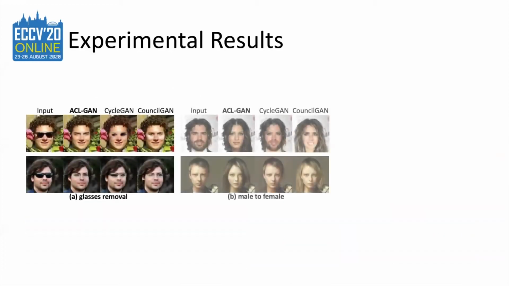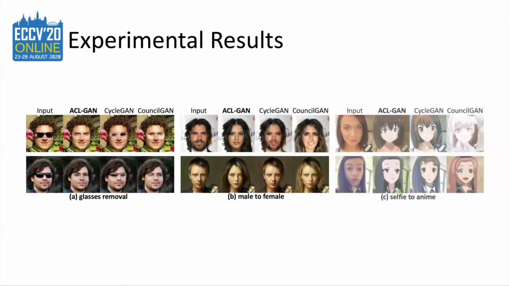We compared our ACL-GAN with baselines on 3 challenging applications: glasses removal, male-to-female translation, and selfie-to-anime translation. These 3 applications have different commonalities between the source and target domains, and they require changing areas with different sizes.